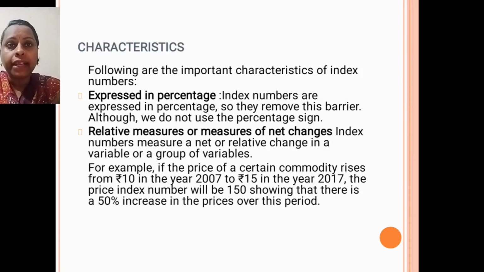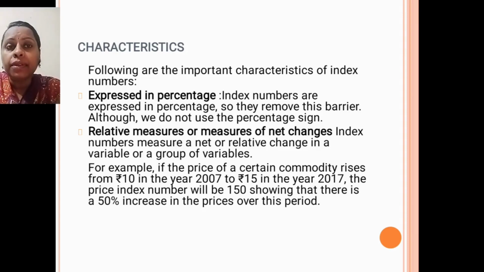So, what are the characteristics? On the basis of concept and definition, we can say that index numbers have the following characteristics. It is expressed in percentage. Index numbers are expressed in percentage, so they remove this barrier, although we do not use the percentage sign. Then, relative measures of net changes. Index numbers measure a net or relative change in a variable or a group of variables.